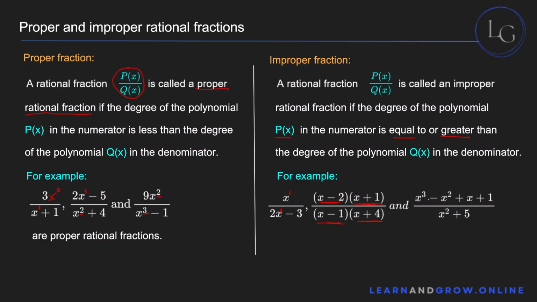Over here in the third example, the highest degree of x in the numerator is 3, and the highest degree of x in the denominator is 2. 3 is greater than 2, so this is also an improper fraction.